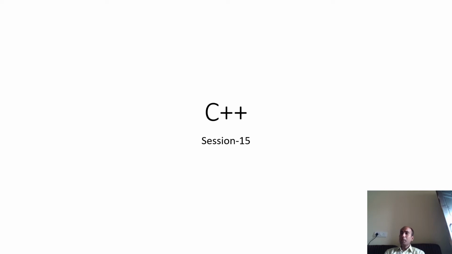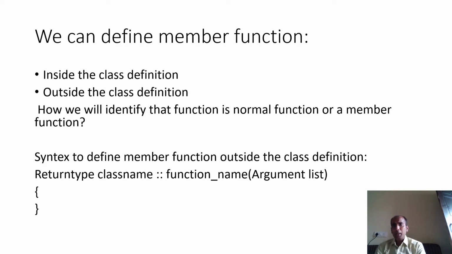Now, by default, the members of a class are always private. We can define some of its members as public also. Private members cannot be accessed outside the class. Even the object of the class cannot access them. We can only access public members of the class outside the class by using the object and the dot operator. So today we have to discuss that.